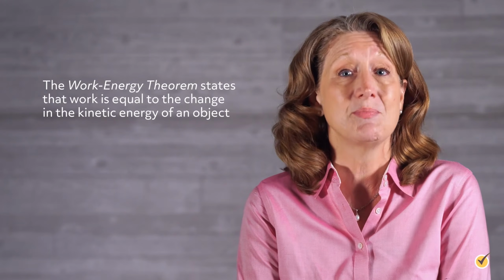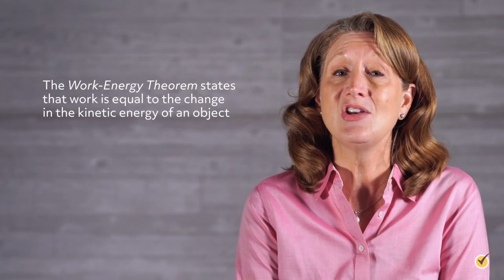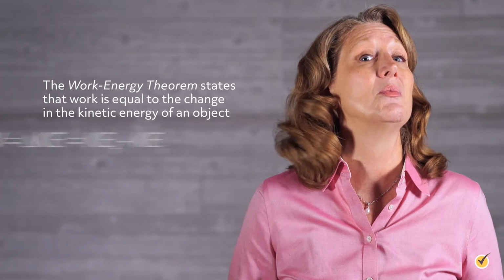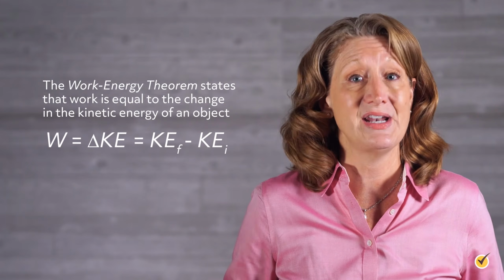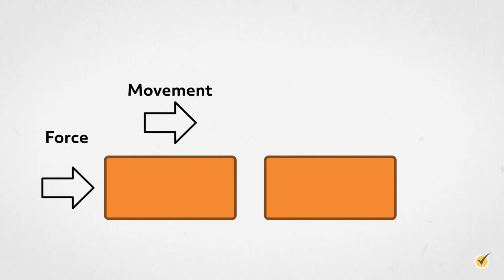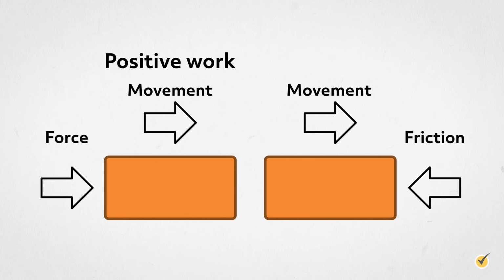However, it is sometimes more useful to think of work in terms of energy. The work-energy theorem states that work is equal to the change in the kinetic energy of an object. So, work is equal to the final value of the kinetic energy minus the initial value of the kinetic energy. It is also important to note that work can be either positive or negative. For example, if you were pushing a box across a table, the direction you're pushing the box would be considered positive direction. The friction between the box and the table is a force in the direction opposite to the motion, so the work being done by friction is negative. Basically, negative work makes it more difficult to get positive work done.